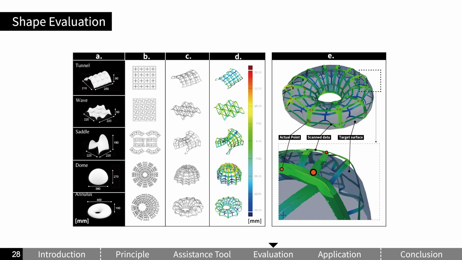To evaluate our deployment simulation, we scanned 5 fabrication results and compared them with the target surface using 3D metrology software. The results of D in the figure were obtained by detecting the distance between the scanned body and the target surface. The results show that 75.1% to 96.9% of the points were within the 7.5 mm tolerance.